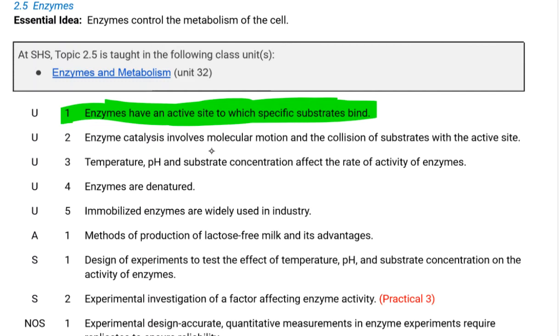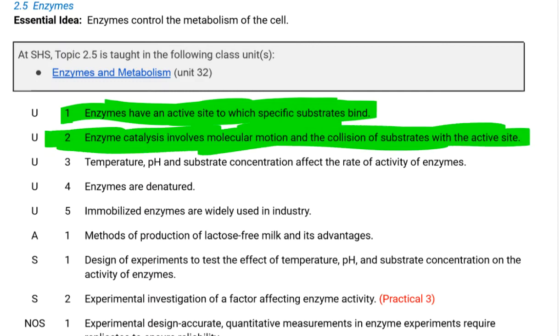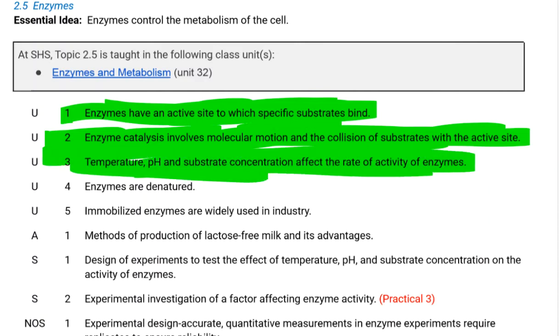Enzyme catalysis involves molecular motion and the collision of substrates with the active site. That's true, but for topic 2.5, if you do HL biology, which I assume most of you do because hardly anyone does SL, you can find this topic covered more in topic 8.1 in HL, where you talk more about how temperature, pH, and substrate concentration affect the rate of enzyme activity.